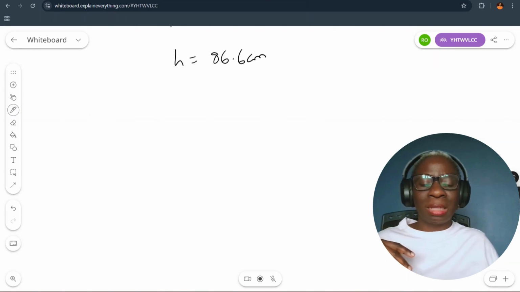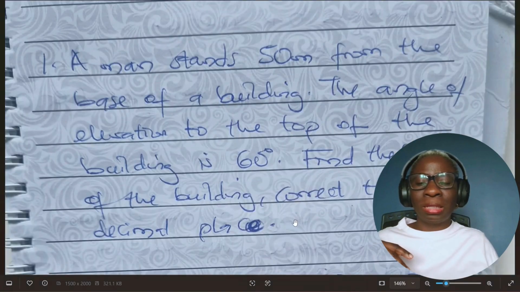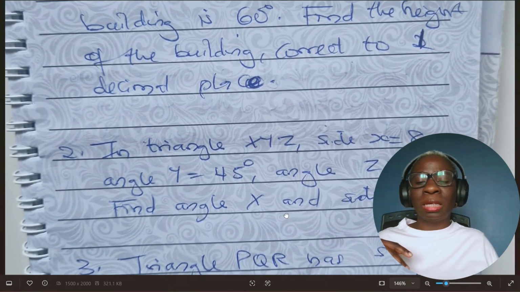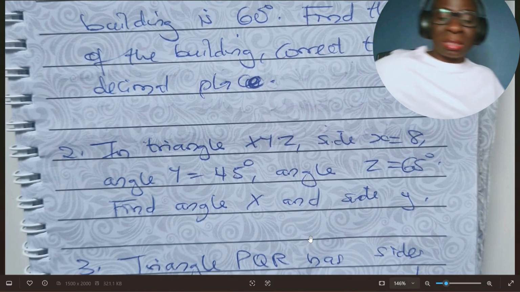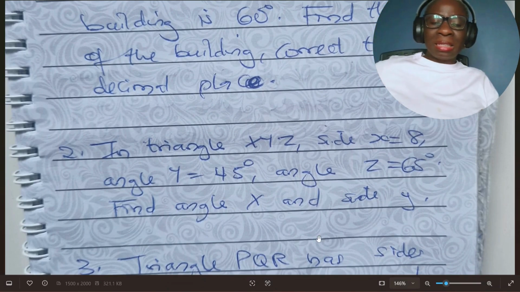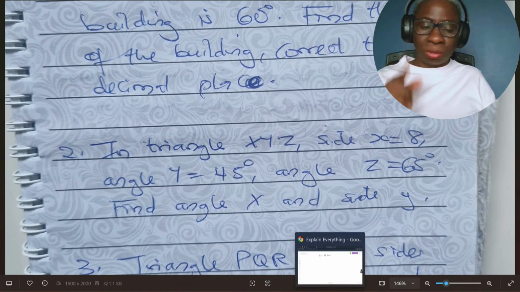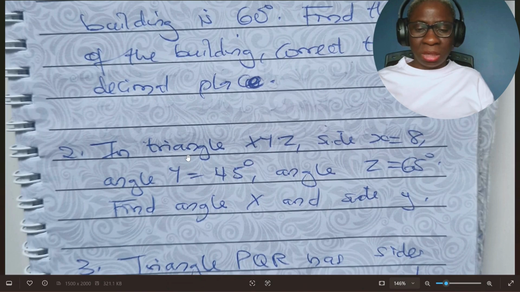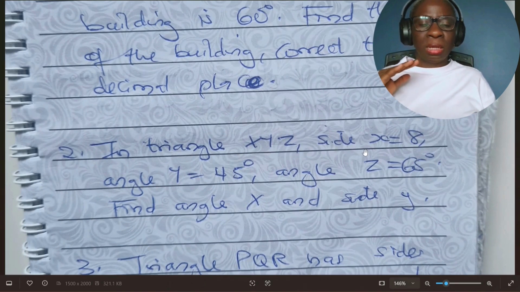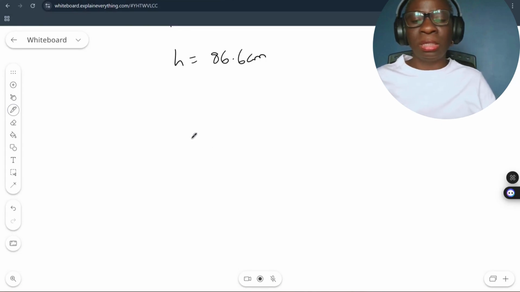Now let's take a look at another question, a second question. This one says, in triangle XYZ, side X is 8. Let's first sketch the triangle, but let's read till the end. In triangle XYZ, side X is 8, angle Y is 45 degrees, angle Z is 65 degrees. That means this is not a right angle triangle. Find angle X and side Y. So let's first sketch the triangle.